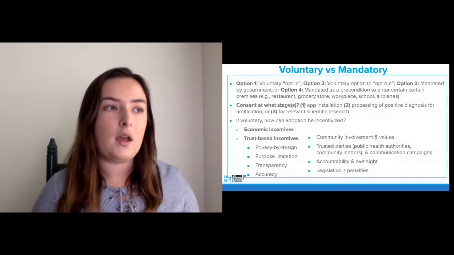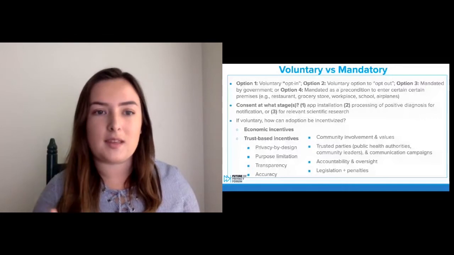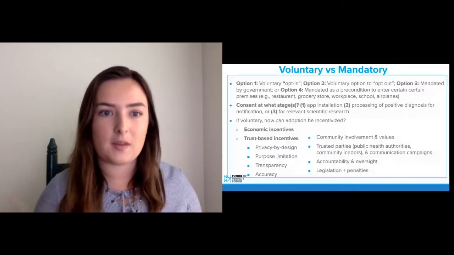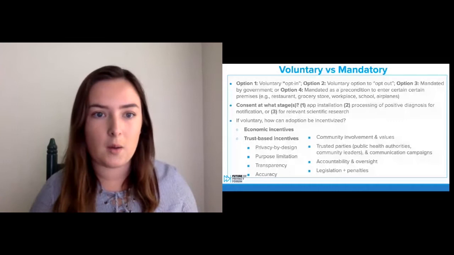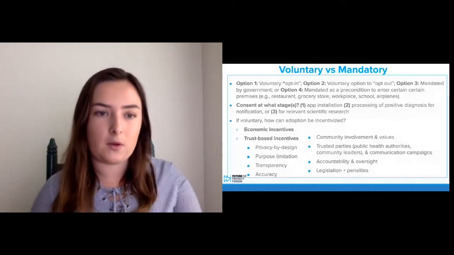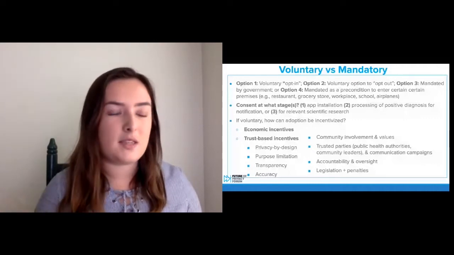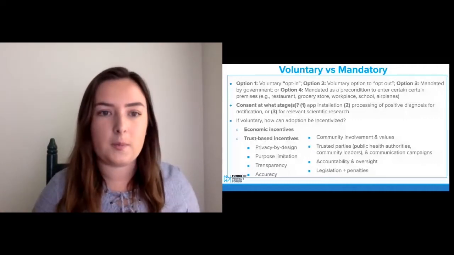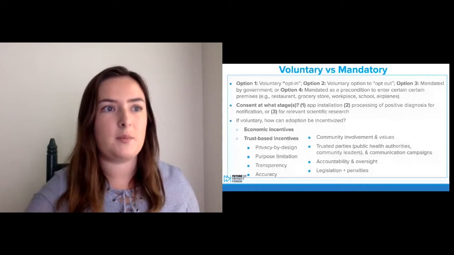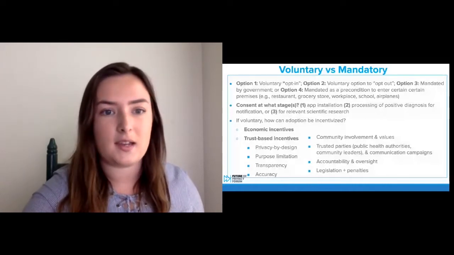And so I think that especially when the evidence isn't in about how effective these apps are and potential risks of harm, it would be better to focus on trust-based incentives at this point, which is privacy by design, purpose limitation, legislation and penalties, community involvement, accountability and oversight, accuracy.